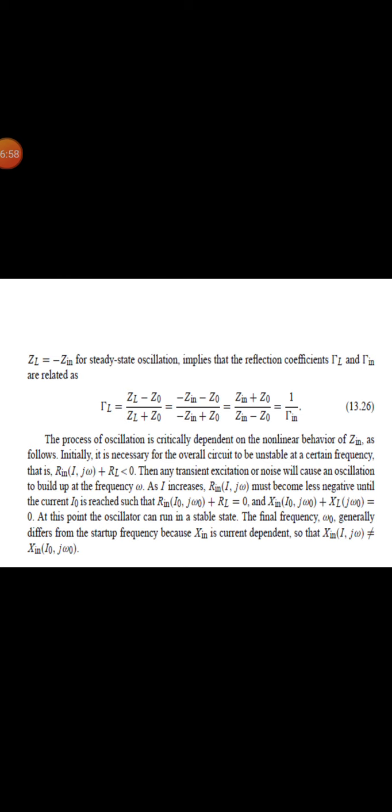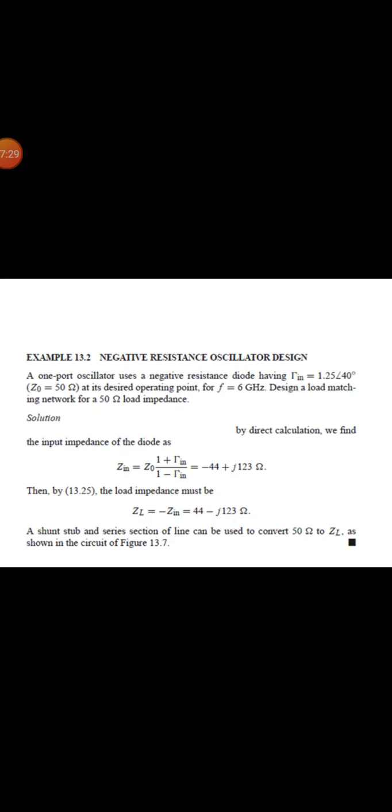As I increases, Rn must become less negative, and a current I naught is reached such that Rn of I naught, j omega naught plus RL is equal to 0 and Xn of I naught, j omega naught plus XL of j omega naught is equal to 0. At this point, the oscillator can run in a stable state, and the final frequency omega naught generally differs from the starting frequency because Xn is current dependent, so that Xn of I, j omega is not equal to Xn of I naught, j omega naught.